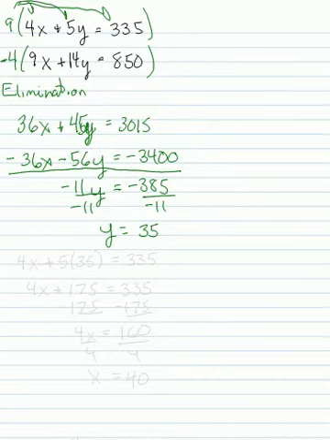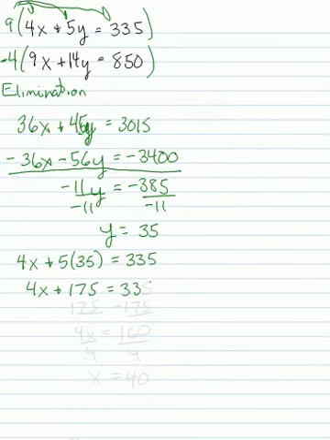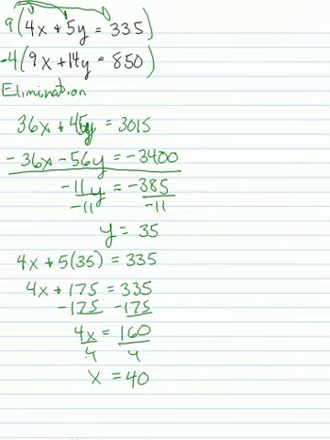We can find this by plugging y equals 35 into either one of our equations. So for instance, 4x plus 5 times 35 has to equal 335. So we have 4x plus 175 equals 335. Subtract 175 off of both sides. We're going to get 4x equals 160. Divide by 4, and we get x equals 40. And there's our solution algebraically using elimination.